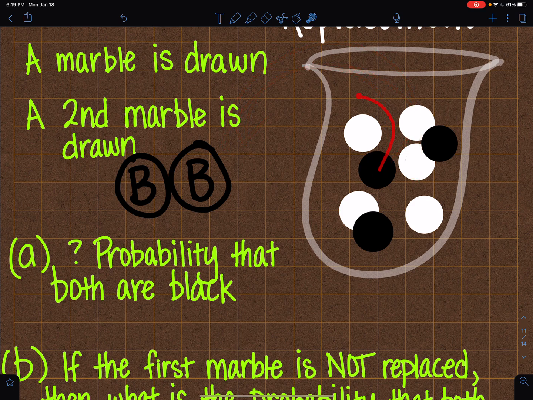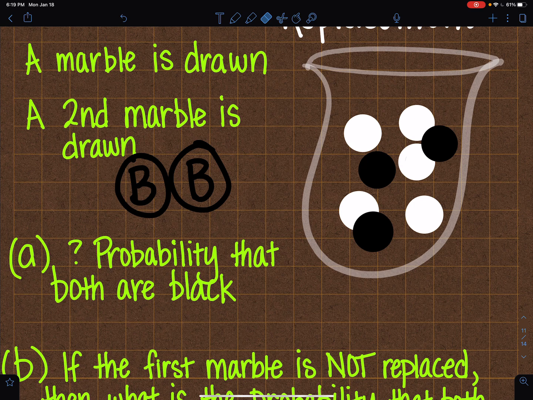I would say take it out and then put it back in, because if you take it out and you don't replace it, that's 1 black marble in there that's gone. And so there's only 2 left. Your chances go down of getting that second black marble, right? So let's see if we're right, because we're going to figure out the probability that both marbles are black. So what is the probability that we actually get black and black?